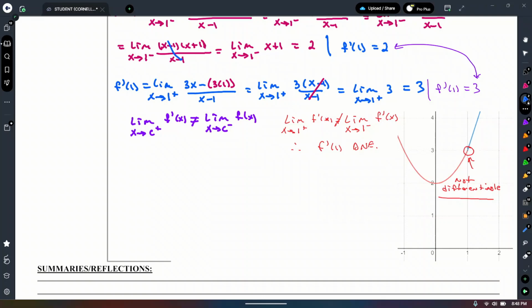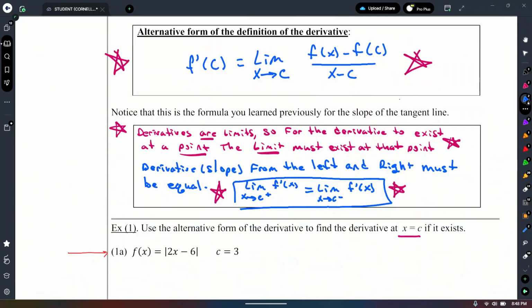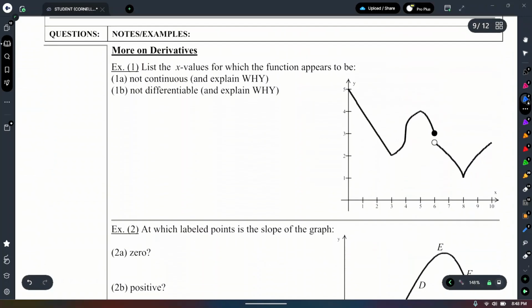Just because a function's continuous doesn't mean it's differentiable at every point. And we looked at some examples of that last time as well. So let's start on our notes. And we're just going to go through some quick examples here. We're going to figure out where this thing is not continuous and explain why.